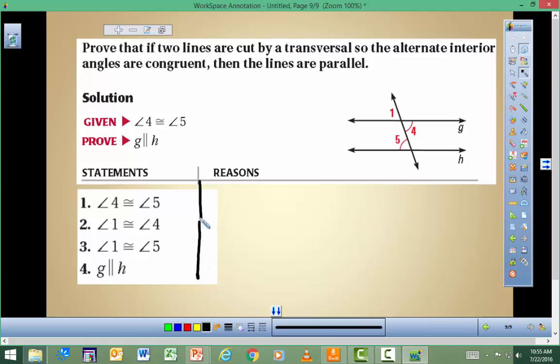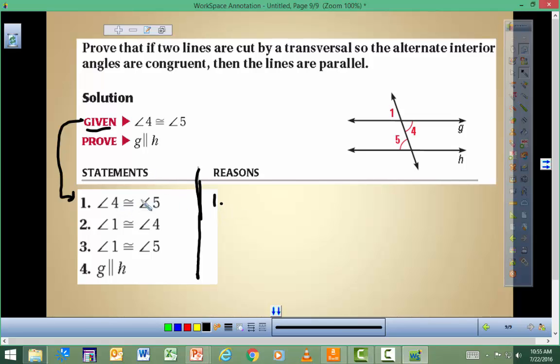So this proof is like half done for us already. Notice the first one's easy because that's exactly what was given, right? So we can say that the reason for this is that it was given to us, and we simply write given. Angles 4 and 5 are given to us. They are congruent.